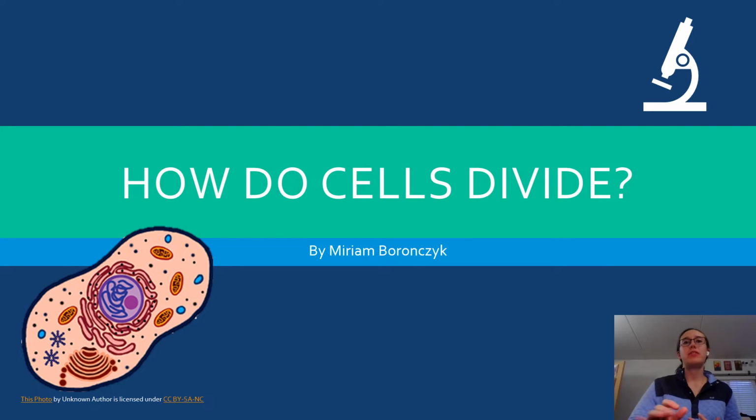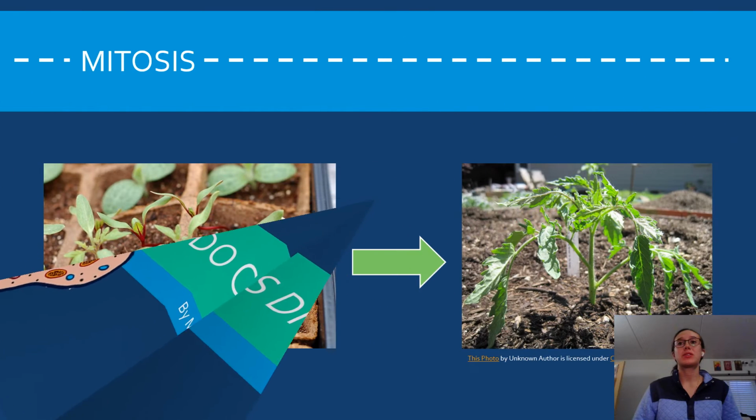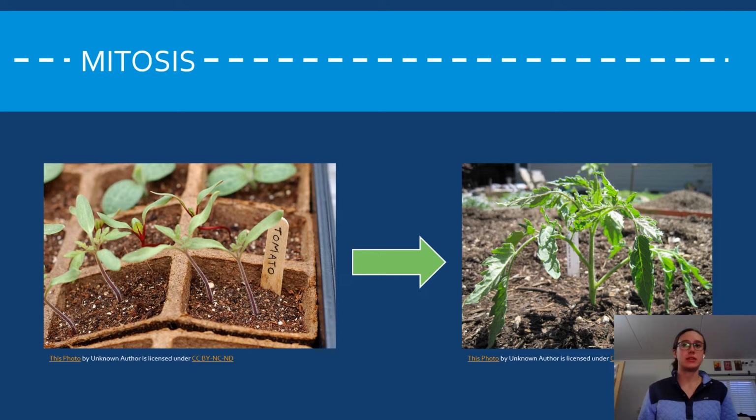So they divide through a process called mitosis. Mitosis is when one cell divides and forms two new cells, each having the same exact genetic information and amount of information, and they're identical to each other and to the parent cell. So this is an important process in the growth and replication of organisms.